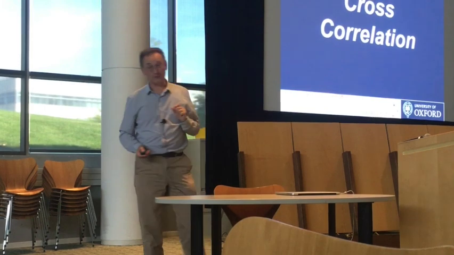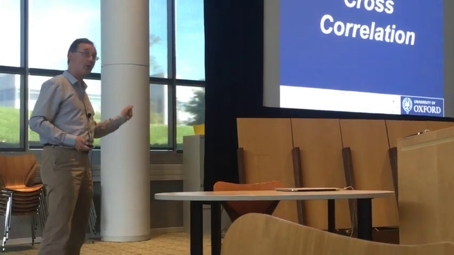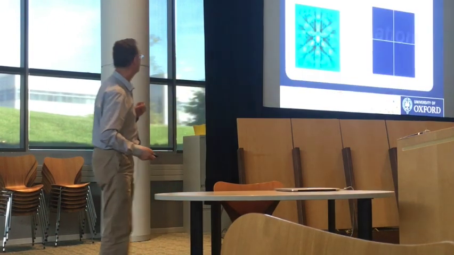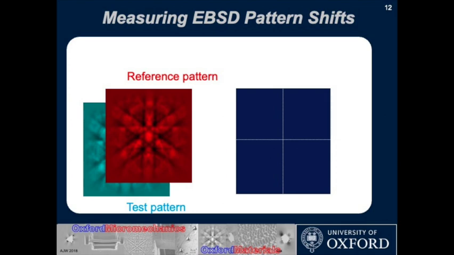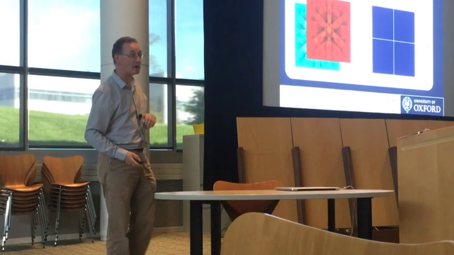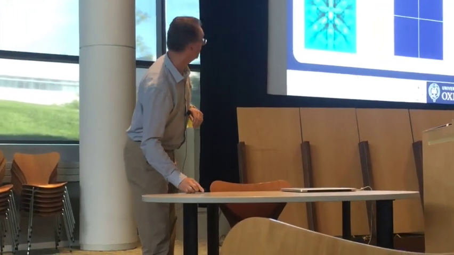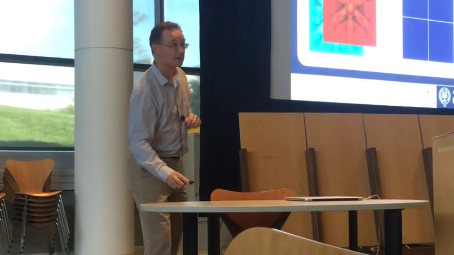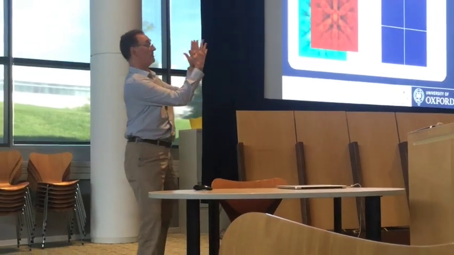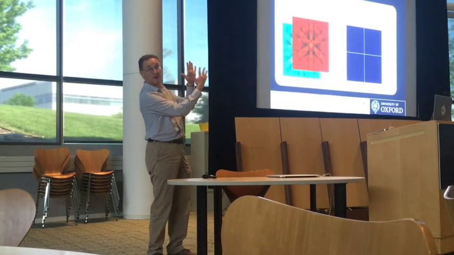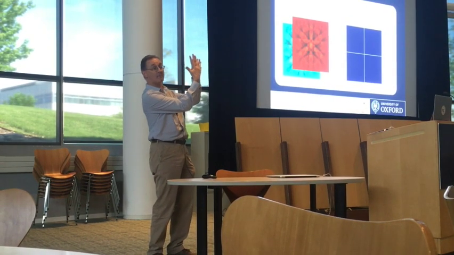So the reason it's called cross-correlation EBSD is the way we measure those shifts is through a cross-correlation process. Just to talk through what cross-correlation is about, I'm going to take two patterns, a green one and a red one. One's the test pattern, the thing I'm trying to match to some reference. Effectively, I'm going to shift one horizontally and vertically with respect to the other and see how well they match together.